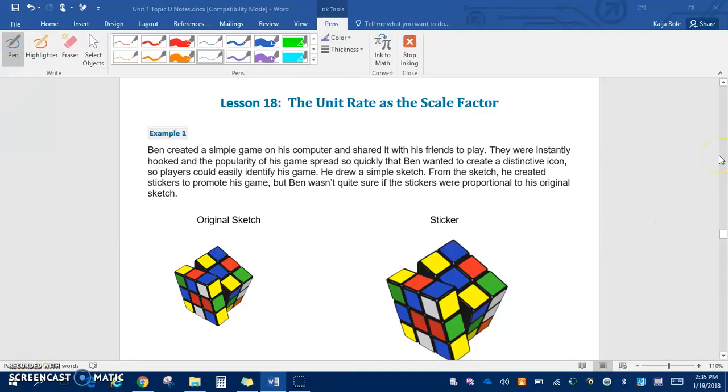Alrighty, here we are on lesson 18, the unit rate as the scale factor. So yesterday we kind of talked about unit rate a little bit, and we talked about how it works as a scale factor, and we talked about original sketches and enlargements and reductions. So we're going to continue down that road just with some new ideas today, and then we're going to do some actual measuring and drawing.